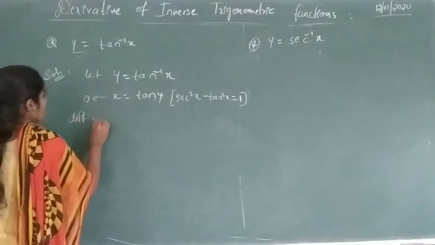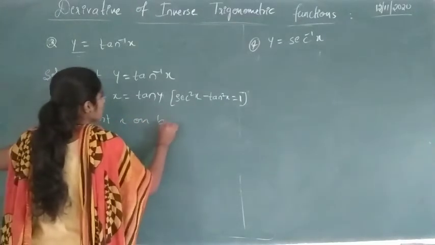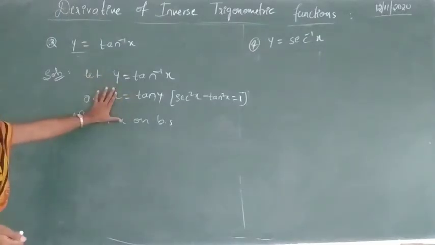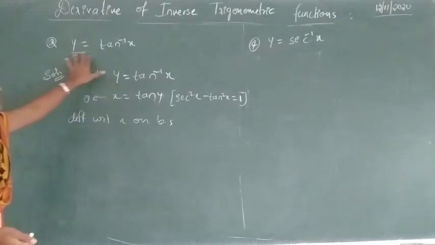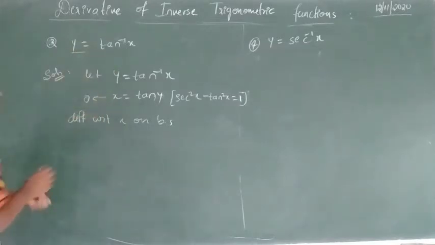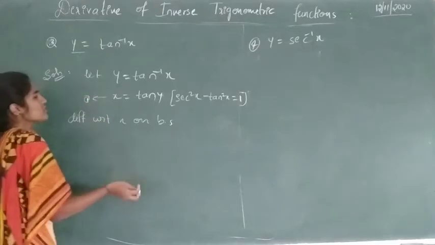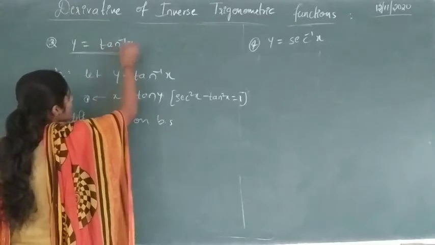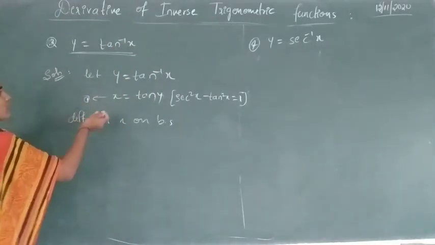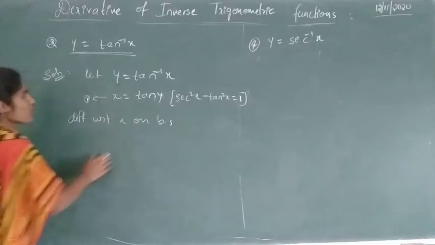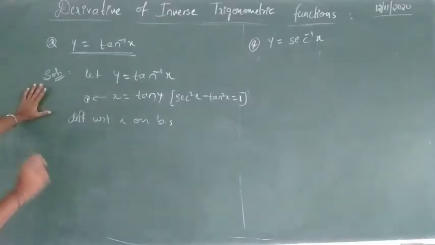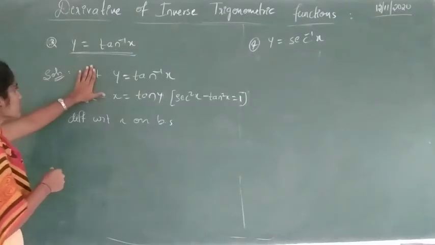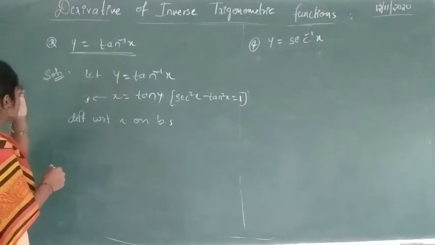Differentiate with respect to x on both sides. They will not ask you the derivation of this, to prove what is dy by dx of tan inverse x. Just for understanding purpose, I am telling you. You should know how the derivative of tan inverse x is equal to 1 by 1 plus x square comes. So this is a proof for that. These things are very important to know. They are not going to ask in the examination, but still I am telling you this for your understanding purpose. So just keep it in mind.